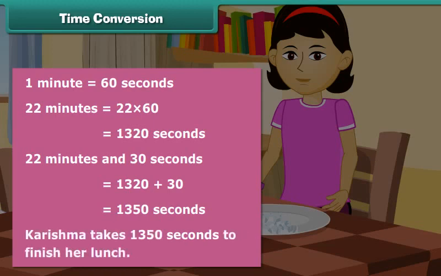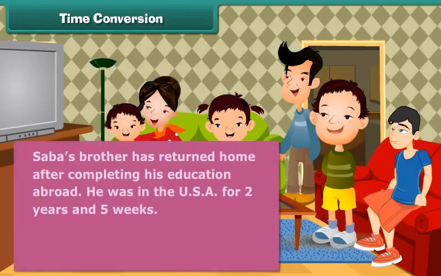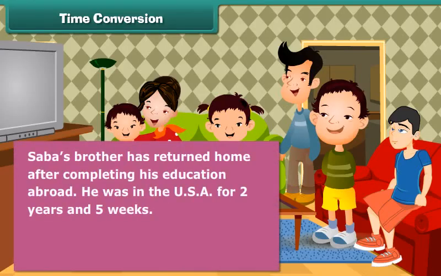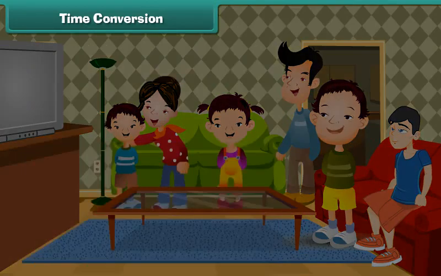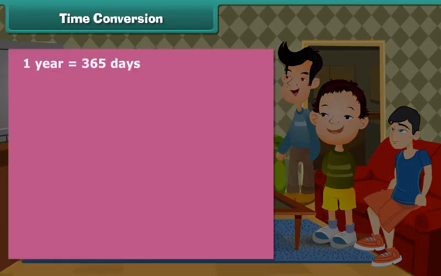2 years is equal to 365 into 2 is equal to 730 days. 1 week is equal to 7 days. 5 weeks is equal to 7 into 5 is equal to 35 days. 2 years and 5 weeks is equal to 730 plus 35 days.